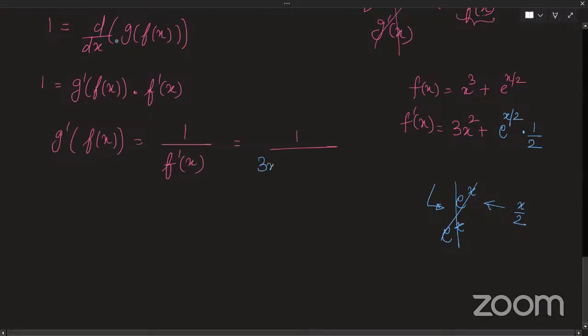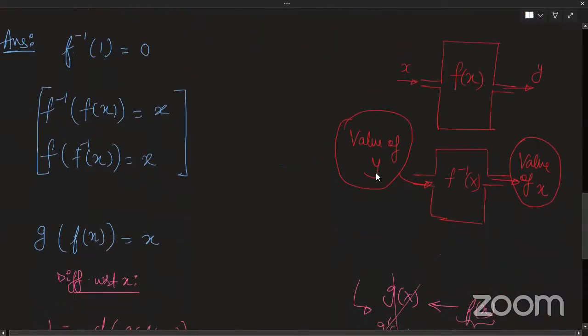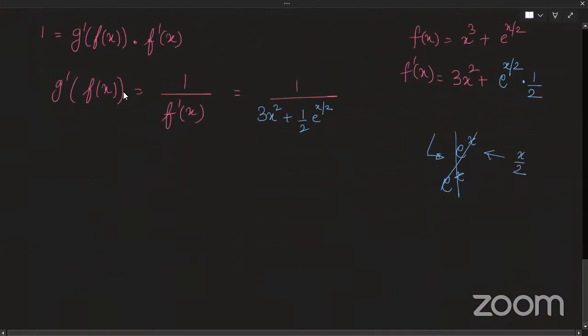So just substitute it over here. Right? This is correct now? Great. But what is the question asking me? It is asking me the value of g dash of 1. I know the value of g dash of f of x. So what I can do is place such a value of x.